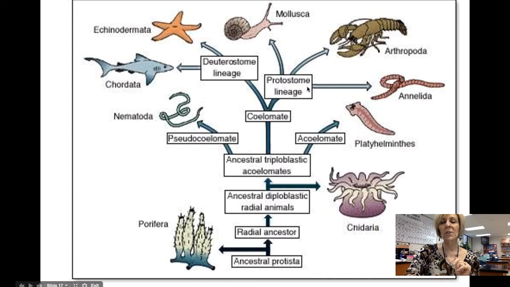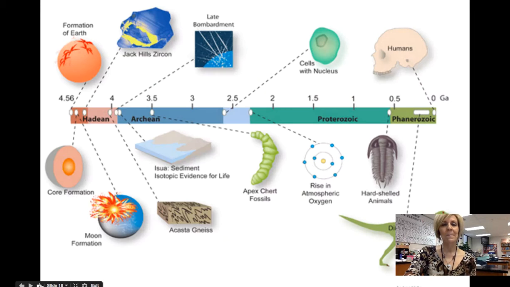We have the protostome lineage, so the mollusks, the arthropods, these would include the insects as well, and the annelids all form mouth first, so that blastopore becomes the mouth, and then the anus forms secondarily. And then the deuterostome lineage are the chordates. So most chordates are vertebrates. So these are animals with backbones, of which we would belong, and the echinoderms, the starfish, and the sand dollar organisms, which we are also deuterostomes like them.